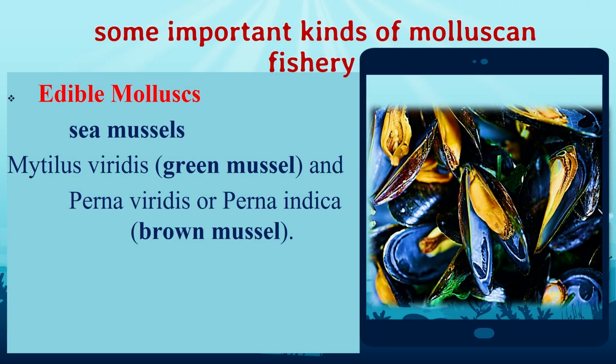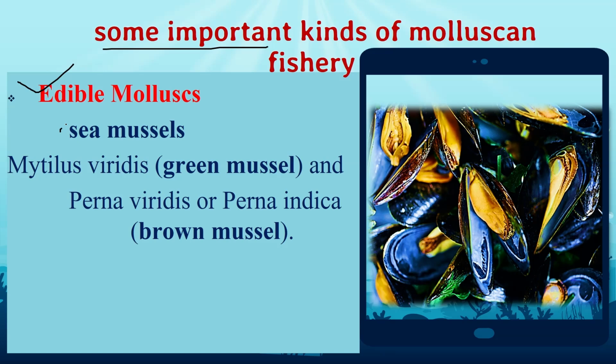Extraction of certain fast dyes for coloring, and ink for painting is also possible. In this way, molluscan fishery has come up as an important device to earn revenue from seas. Its commercial importance has induced many persons of the coastal areas to earn their livelihood from the seas. Now we will see some important kinds of molluscan fisheries. The first one is the edible molluscs.